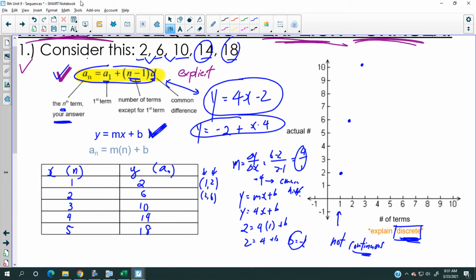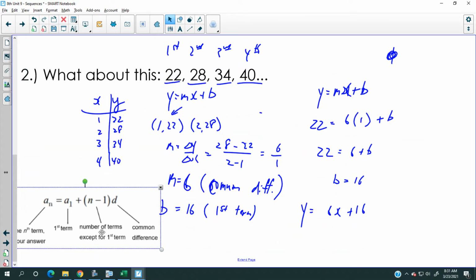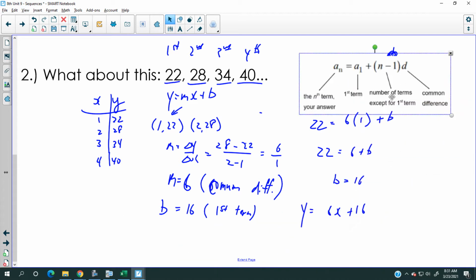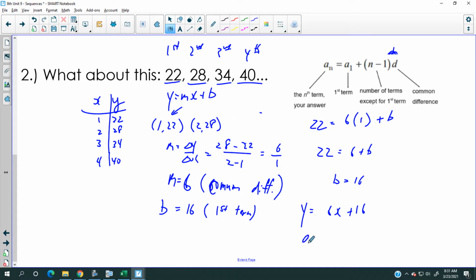Now, let's go back to our original formula. Okay, let me put this down here. Okay, so now let's compare and contrast then. All right, so here we got our formula. Right, okay, so look, first term is 16. Right, so our first term is 16. The common difference, right, is the slope. So the common difference, right, is 6, right? And that's it, okay? So that's all you need to know about this.